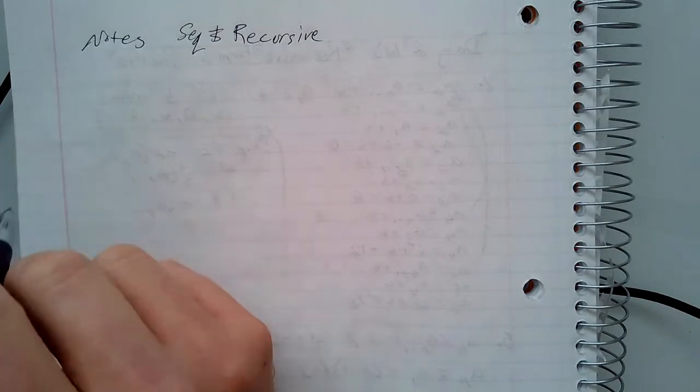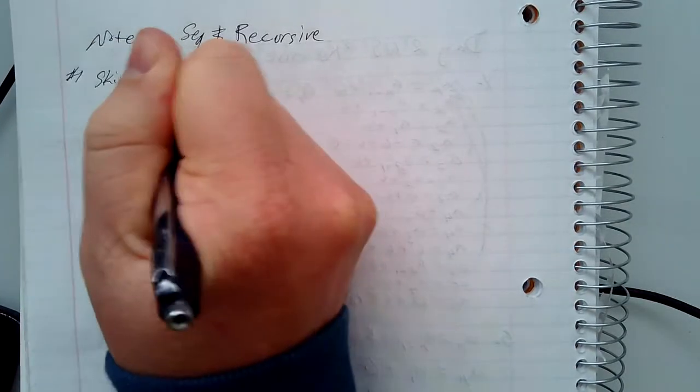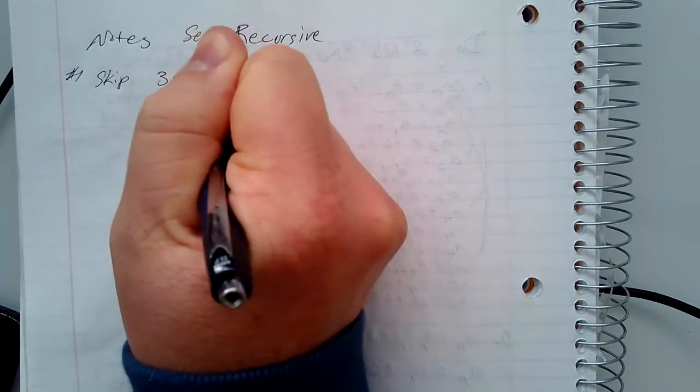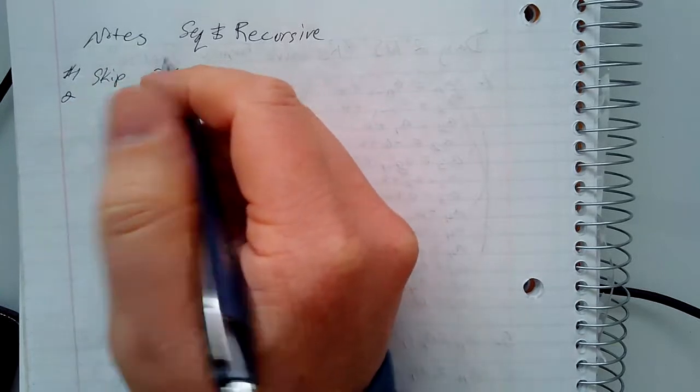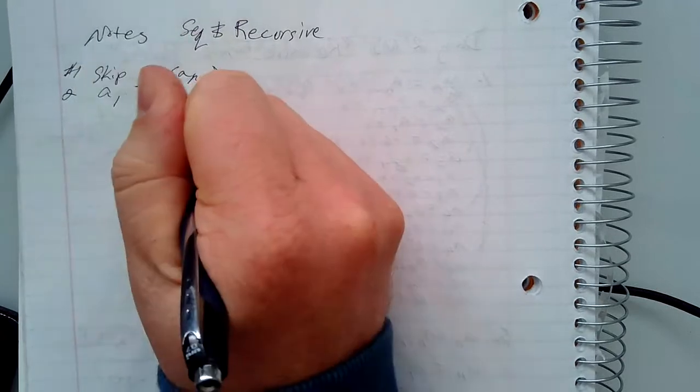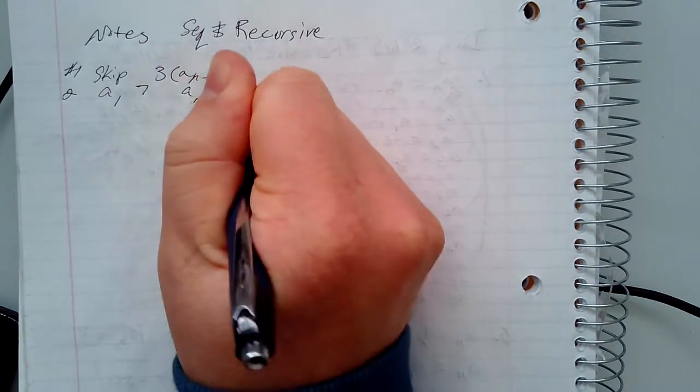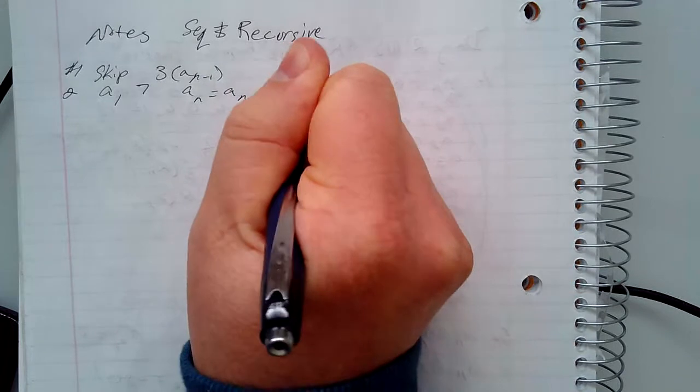formulas. All right. So part 1 says find the first 5 terms of each sequence. We're going to skip number 1 because it says 3 times a sub n minus 1. It says 3 times, so we're going to skip that one. Number 2, we're going to do because it says a sub n minus 1 minus 6. So first it says a sub 1 is 7. And then it says a sub n is equal to a sub n minus 1 minus 6.